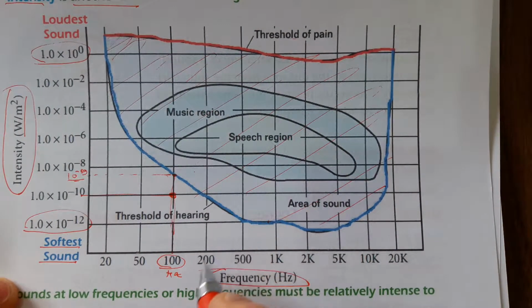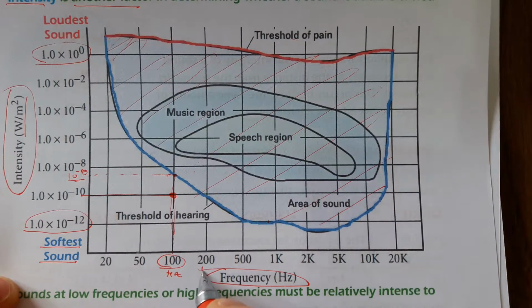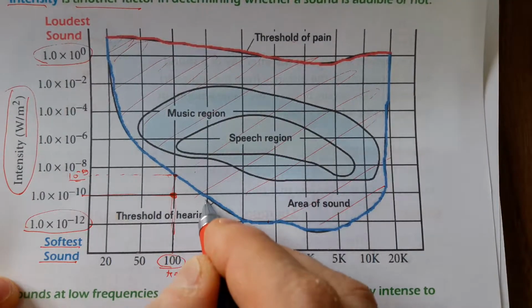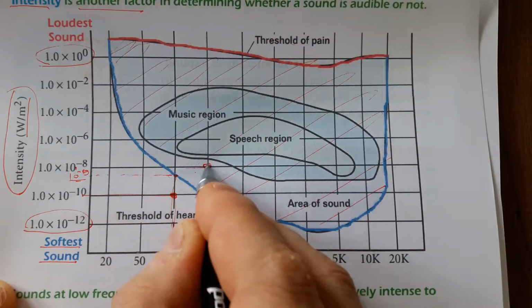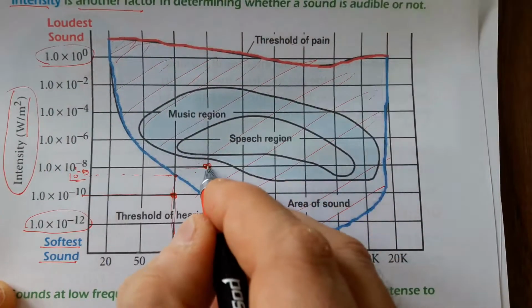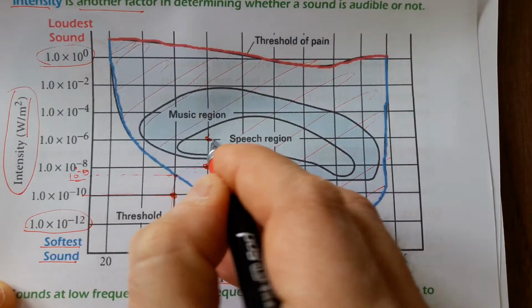Let's choose another audible sound, for example, 200 hertz. If you make a sound at 200 hertz at an intensity of 10 to the power of minus 8, yes, because this point is inside this region, this sound is audible.